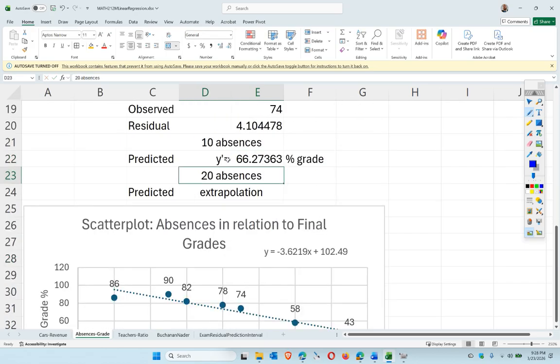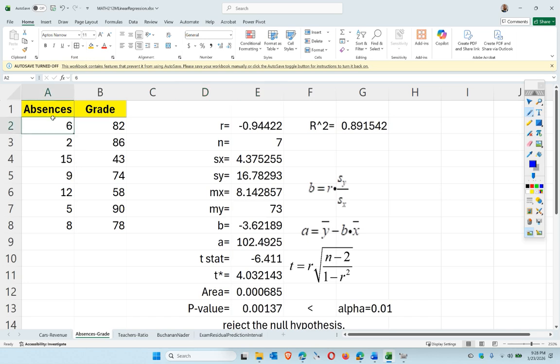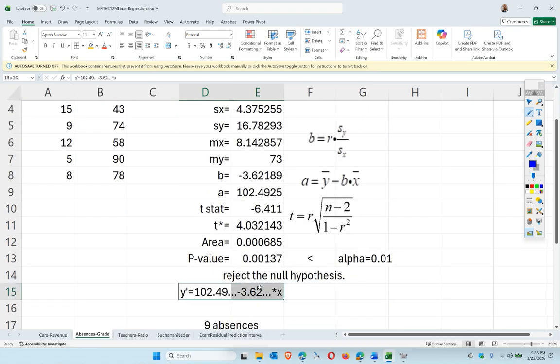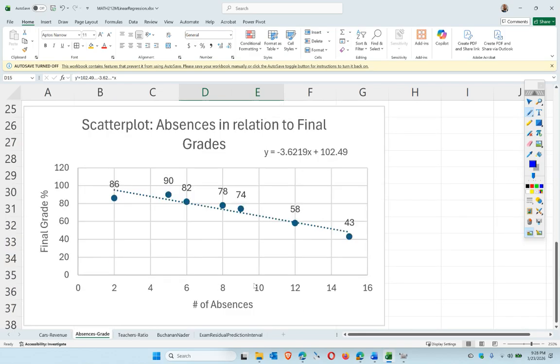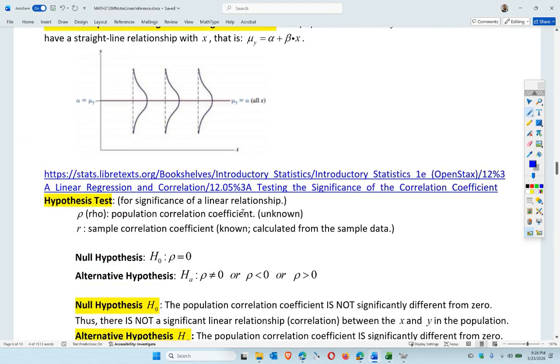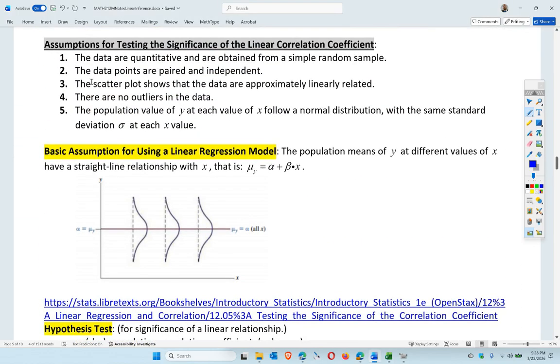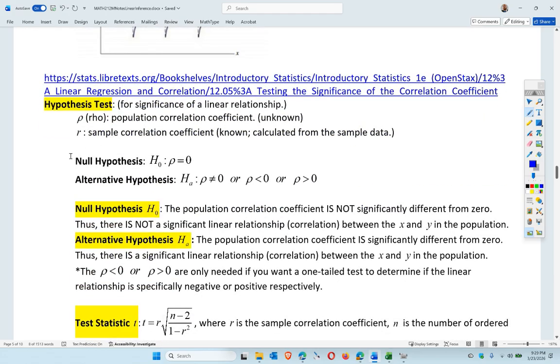Okay, so I can do this because 10 is interpolation, which means it's in the data set. This model is significant, right? And the scatter plot looks linear, right? So let's go back. Okay, the scatter plot looks linear. Yep. Okay. There were no outliers. We took those out, right? And we basically proved that it was linear, so we could do it.